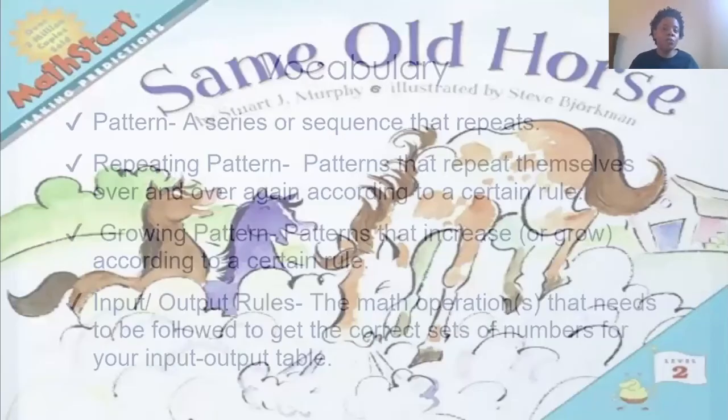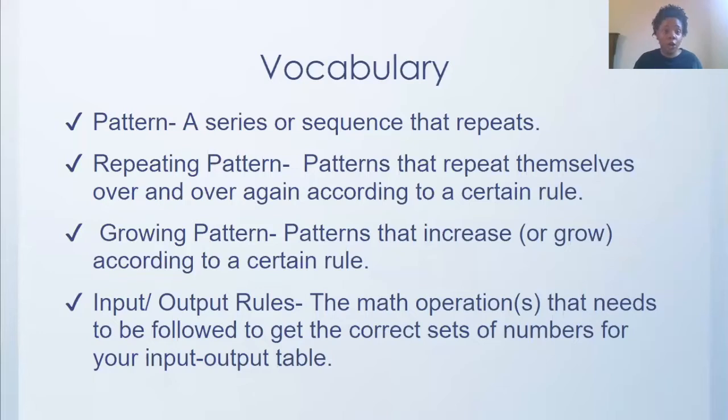Let's go over this week's vocabulary before we solve it. Pattern, a series or sequence that repeats. A repeating pattern repeats itself over and over again according to a certain rule. A growing pattern is a pattern that increases or grows according to a certain rule. Input and output rules are math operations that have to be followed to get the correct sets of numbers for your input or output table.